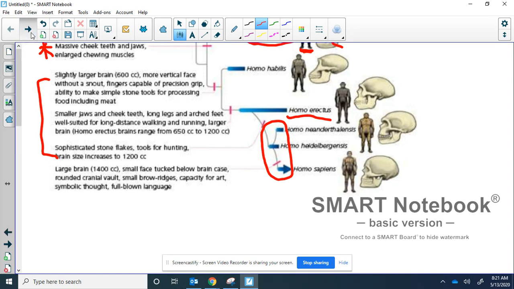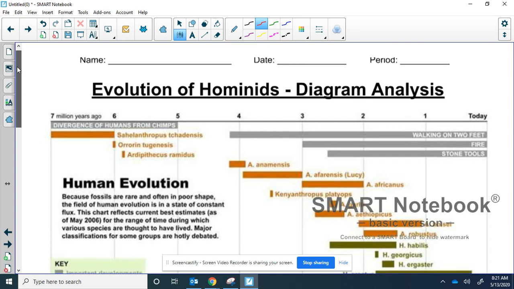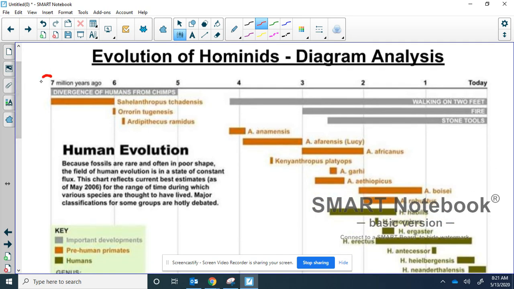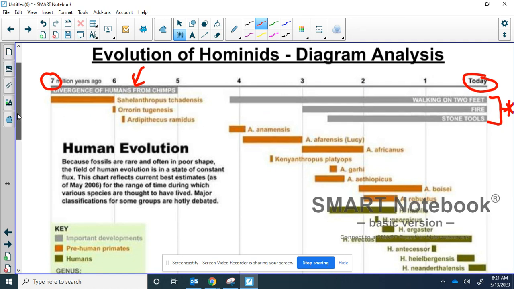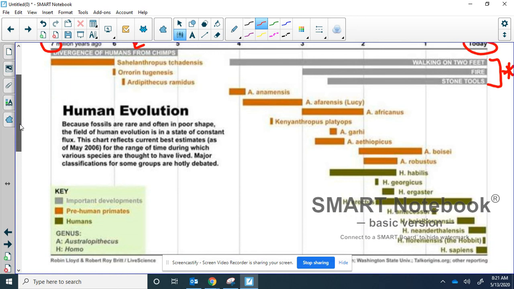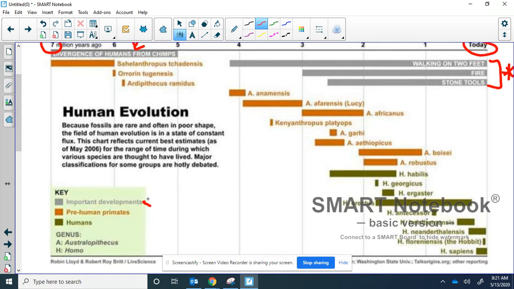That's the first chart. The second one, I really like. Once again, if you look up at the top, it goes from 7 million years ago until today. And I like this because it says this is when we diverged from what became chimpanzees and what became bonobos. And I also like over here, it talks about when we started walking on two feet, when we created fire, and when we had stone tools. What I like about this diagram is, like I said, in gray are the important developments, in orange are what they call the pre-human primates.